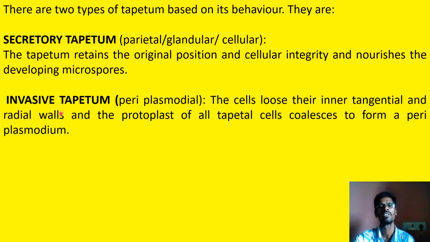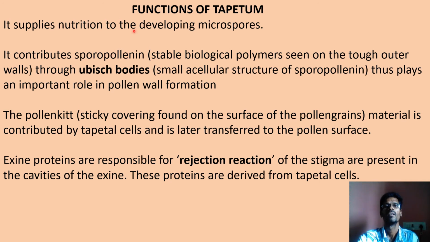The next type is invasive tapetum, also called periplasmodial. The cells are loosely arranged and can easily change their shape, so they are called invasive tapetum. The cells lose the inner tangential and radial walls, and the protoplasts of all the tapetal cells coalesce to form the periplasmodium. The functions of the tapetum: it supplies nutrition to the developing microspores.